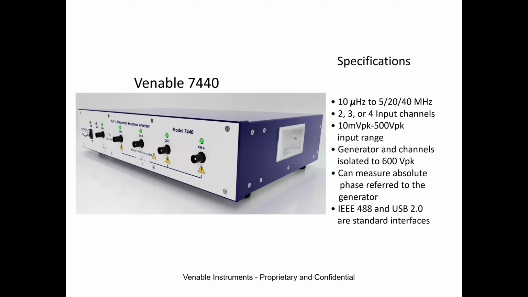So this particular one has 4 channels. They're all isolated, and they'll float up to about 600 volts. And the generator is also. And then each channel has a voltage range from 10 millivolts up to 500 volts peak. And that's in 10 dB steps, so 10, 30, 100 millivolts. And then you go to 1 and 3 volts and so on and so forth. So it gives you about 11 ranges.